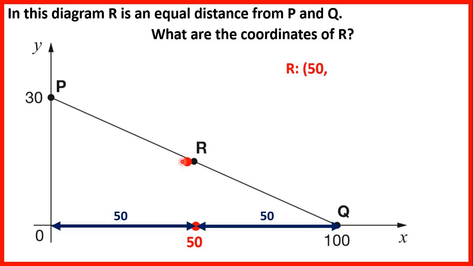And then we write the y coordinate. We can see that P has a y coordinate of 30, so the y coordinate for R will be 15. It's an equal distance, so it will be half the size of 30, and half of 30 is 15. So R has the coordinates 50, 15.